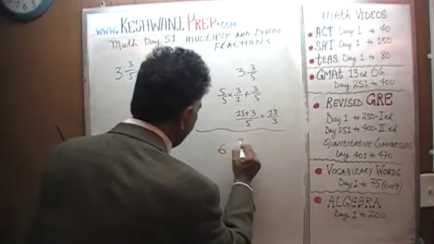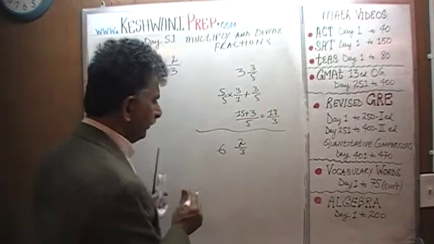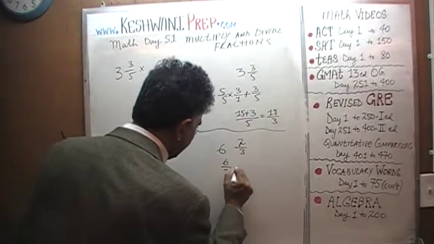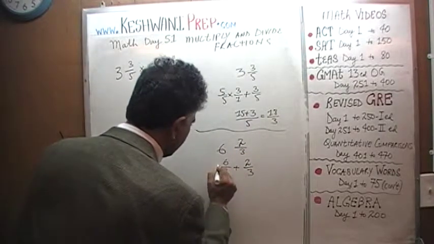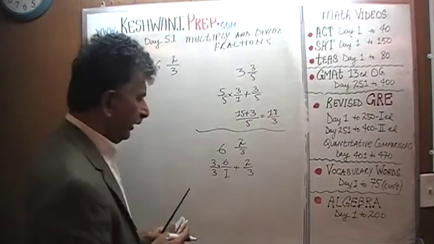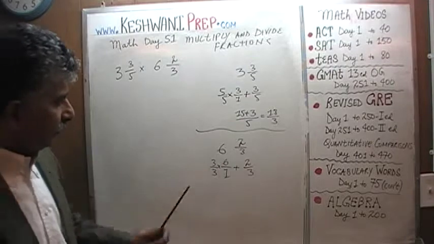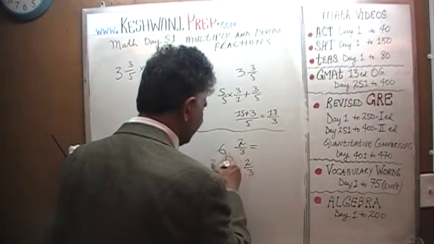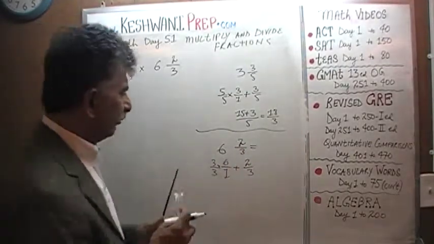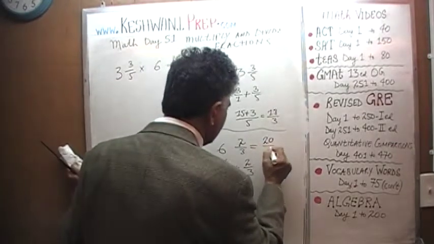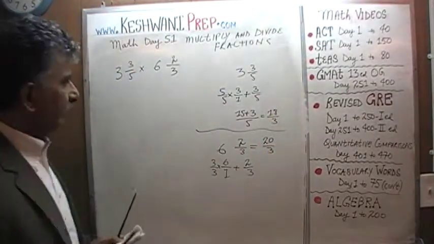6 and 2 thirds can be written as 6 over 1 plus 2 thirds. Multiply top and bottom by 3, and that's where we get 6 times 3. 6 times 3 plus 2 is 18 plus 2, which is 20. So we get 20 over 3. That's it. We have our answers.